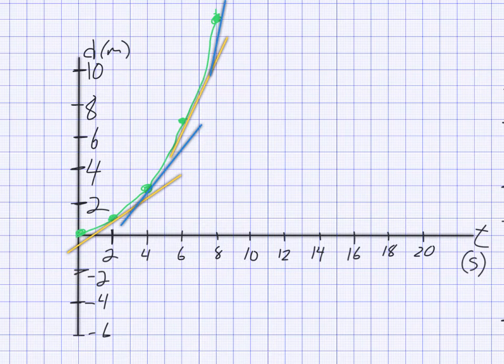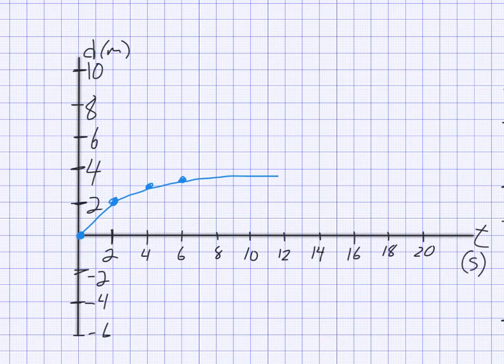Okay, the same thing would work if we had a downward curved line. So let's take a look at that. So now I have a downward curved line, and we still have some points we can look at. You might draw a tangent line, and you might notice that it's going to get less. So let's draw those tangent lines.